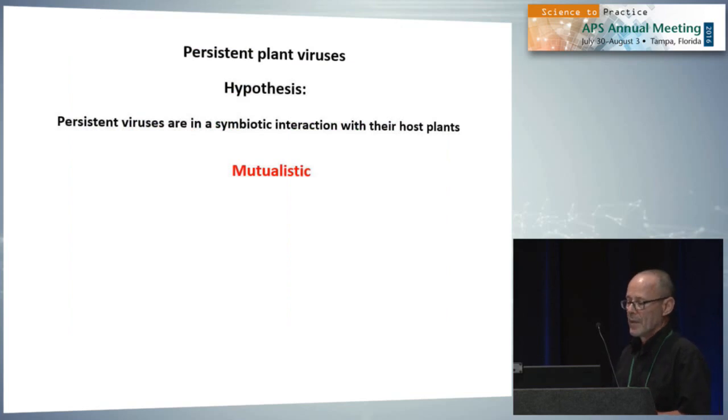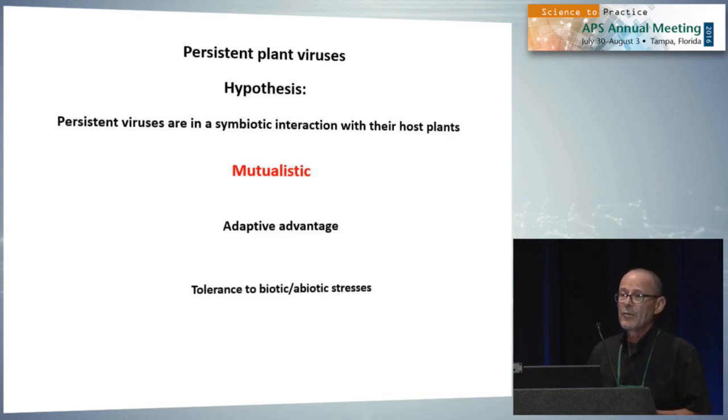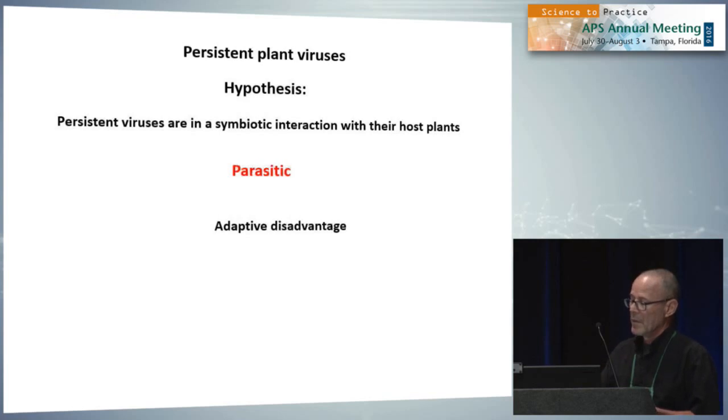Recently, we began a survey, and we found that some non-cultivated plants, wild plants, are infected with persistent viruses as well. Now, my hypothesis is that persistent viruses are in a symbiotic relationship with the host. In many cases, it's a mutualistic interaction, and that gives the plant host an adaptive advantage, possibly tolerance to biotic or abiotic stresses. However, in some cases, this interaction could be parasitic, therefore giving them a disadvantage. But in many cases, due to modern plant breeding and movement of these viruses in crops, we might be dealing with a commensalistic interaction.